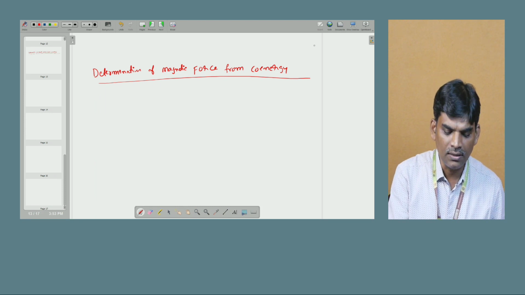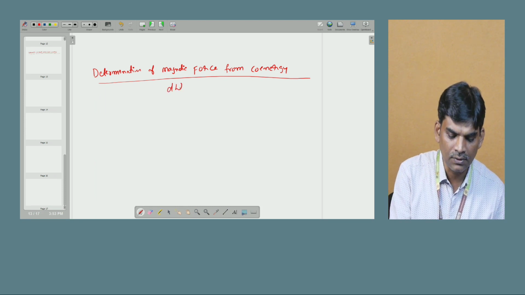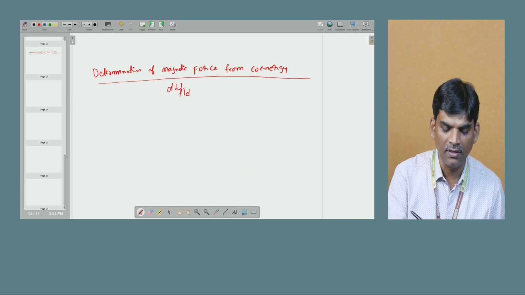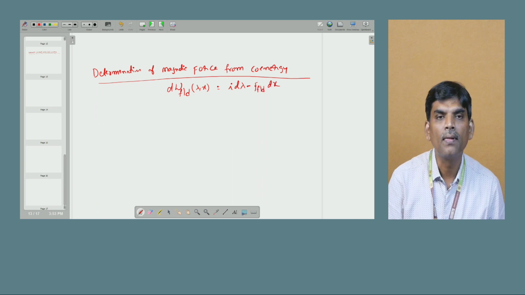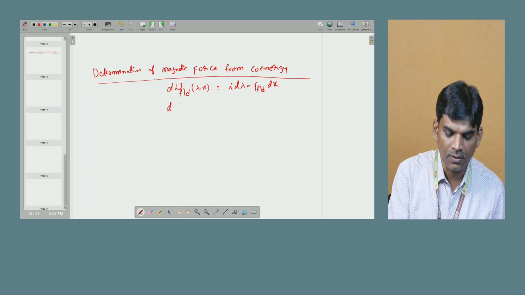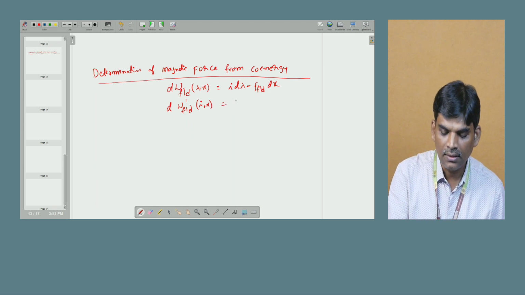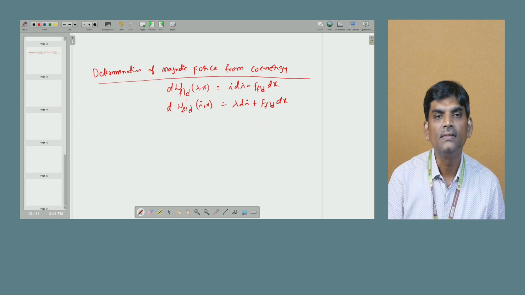The field energy in differential form, called W_fld, is a function of lambda comma x, equal to i d lambda minus force into dx. Similarly, in the last class we derived the coenergy. It is also a state function, but the state variables are i comma x. Here the value is lambda di plus field force into dx.